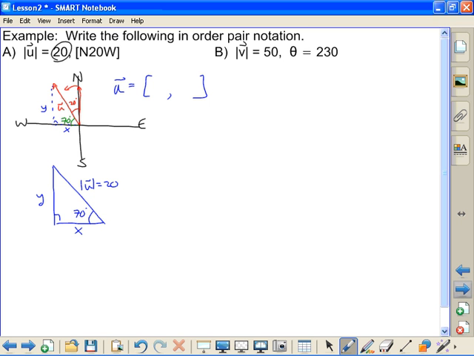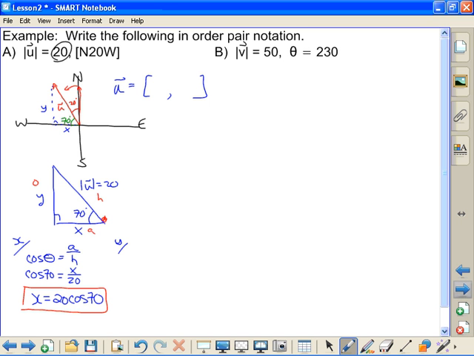So how do I solve for x and y? You're just going to use SOHCAHTOA. If this is my reference angle, I have opposite, adjacent, hypotenuse. To find my x value, I'm going to use a and h, so I'll use cos. Cos theta equals a over h. Substituting, cos 70 equals x over 20, where 20 is the magnitude of the hypotenuse. Rearranging it, my x value is 20 cos 70.